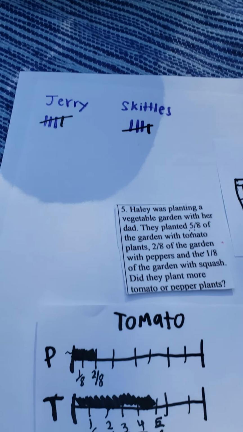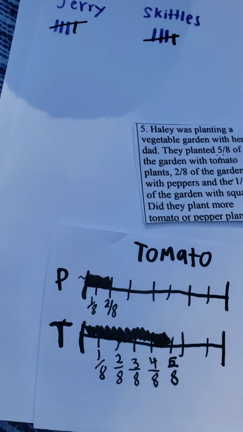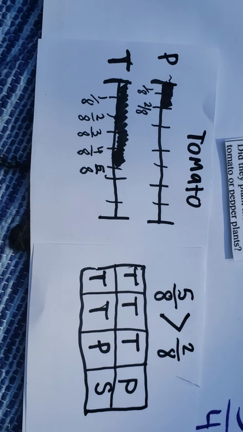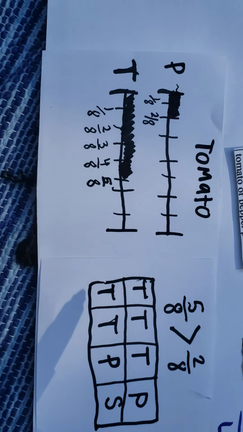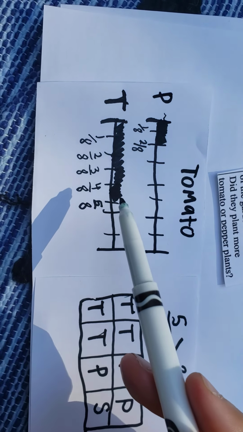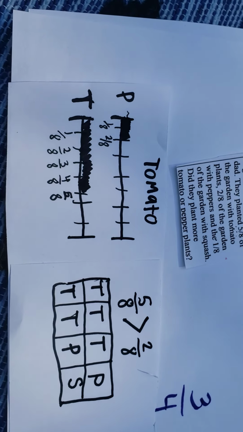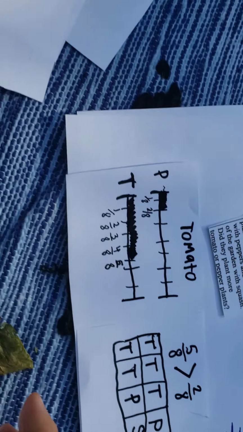It's looking good so far. These models were both used to solve the problem. The first model is only 1 box, but it's cut into 8 parts. The second model was 2 different number lines, but they were right underneath each other so we could compare them. All right, and we're on to our last problem.